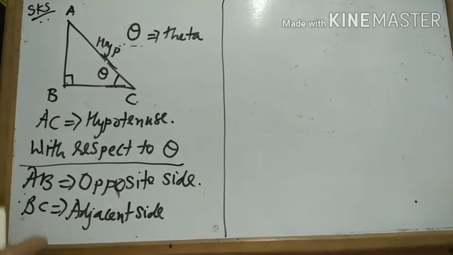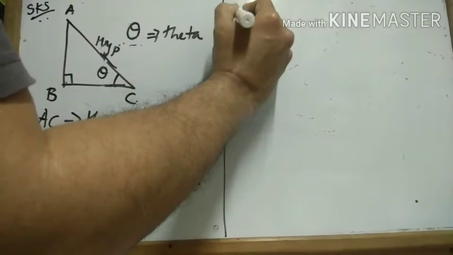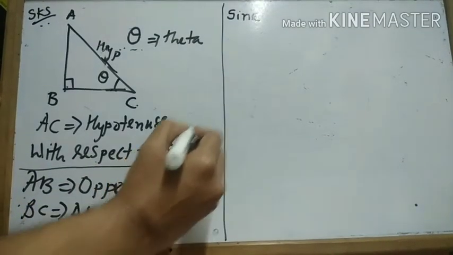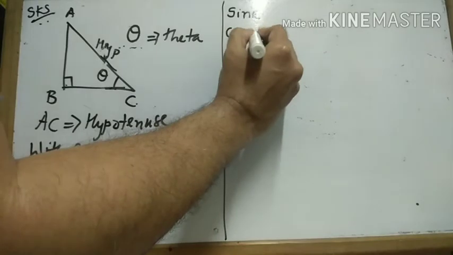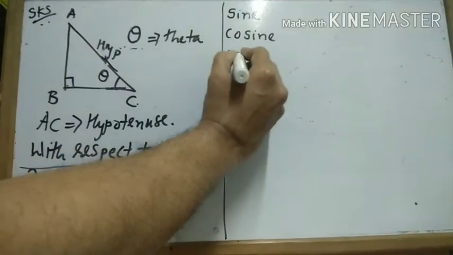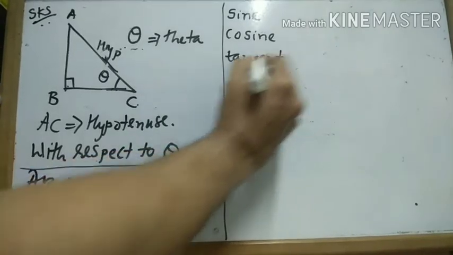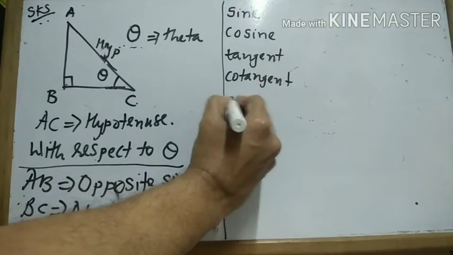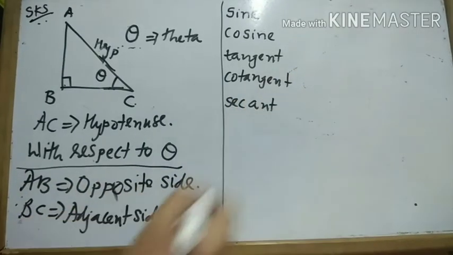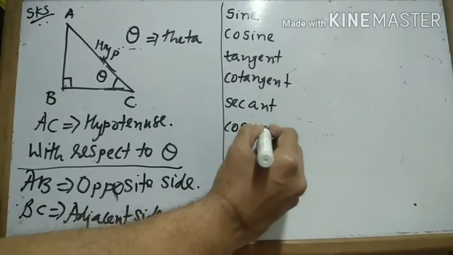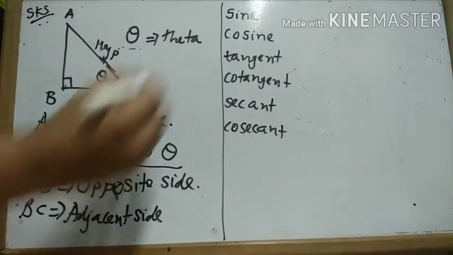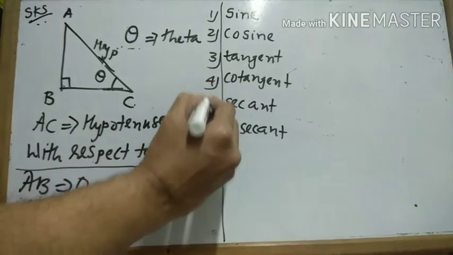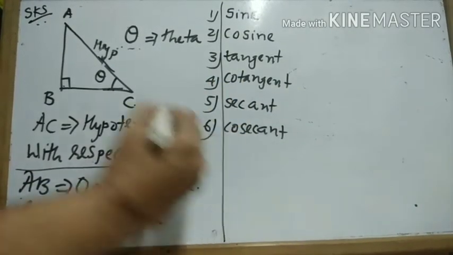the concept of trigonometry, you are supposed to study total 6 ratios. First ratio is called as the sine ratio. 6 definitions you have to study. Out of that, first definition is sine. Second is cosine. Third is tangent. Fourth is cotangent. Fifth is secant. Sixth is cosecant. 6 definitions you need to learn. One is sine, second cosine, third tangent, fourth cotangent, fifth secant, sixth cosecant.